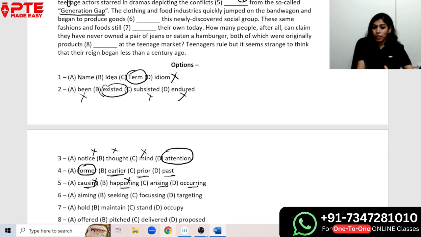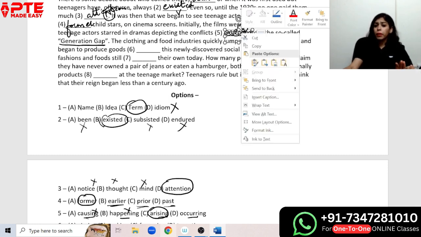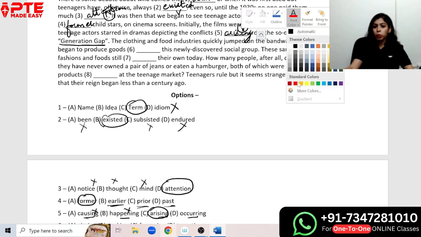But if we look at the sentence again, if we look at the word form, if we try to match the meaning, you'll get to know that arising is the correct answer. So the fifth answer is going to be arising. Arising from the so-called generation gap. Okay, so this is the way we simply need to do it.